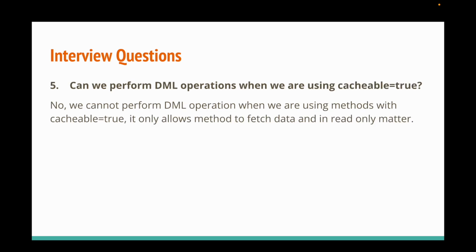Let's move on to the next question, that is, can we perform DML operations when we are using cacheable equals true? No, we cannot perform DML operations when we are using methods with cacheable equals true, as it only allows the method to fetch data in a read-only manner. So no DML operations can be done if our Apex method is defined with cacheable equals true, or the other way to say it is that if we are calling our Apex method using the wire decorator, then we cannot perform any DML operation in that Apex method.